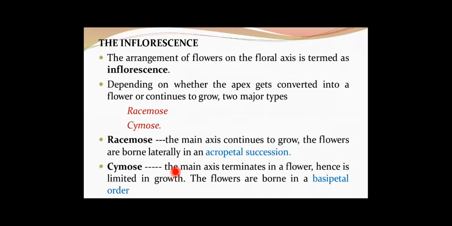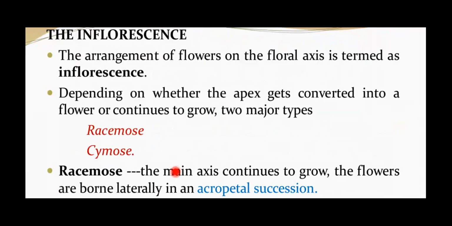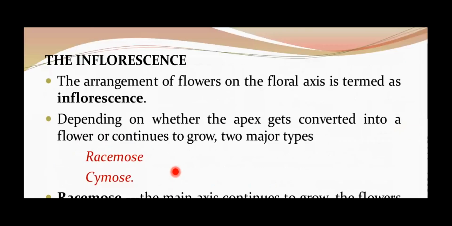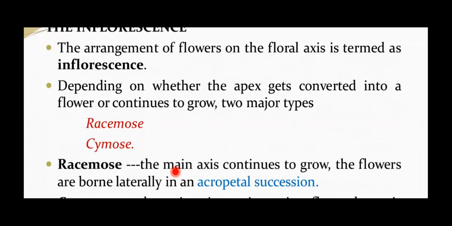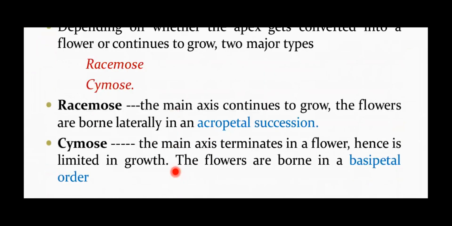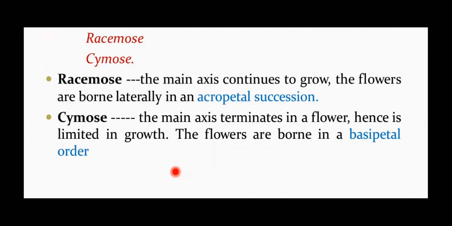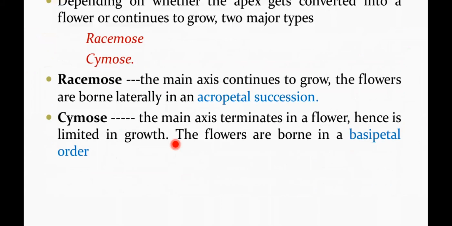Moving to the next part here, that is inflorescence. So what is inflorescence? Arrangement of flowers on the floral axis is termed as inflorescence. Depending upon whether the apex gets converted into flower or continues to grow, two major types of inflorescence are there, that is racemose and cymose inflorescence. So what is racemose? The main axis continues to grow. The flowers are borne laterally in an acropetal succession. This is called racemose inflorescence.